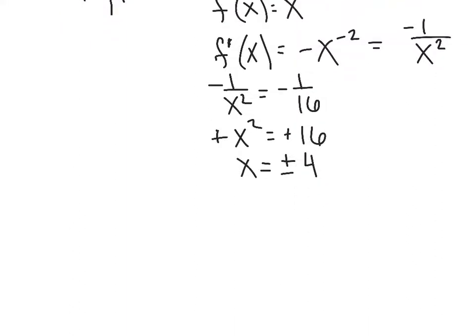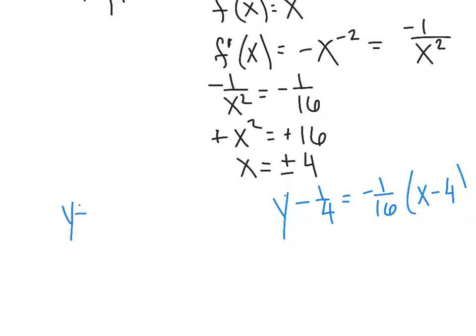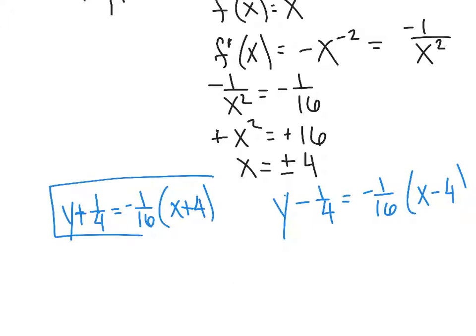Okay, if I do the positive one in the first quadrant, I would get y minus 1/4 equals negative 1/16 quantity x minus 4. If I did the line back in the third quadrant, it would be y plus 1/4 equals negative 1/16 quantity x plus 4. So those are the two respective equations of each tangent line there.